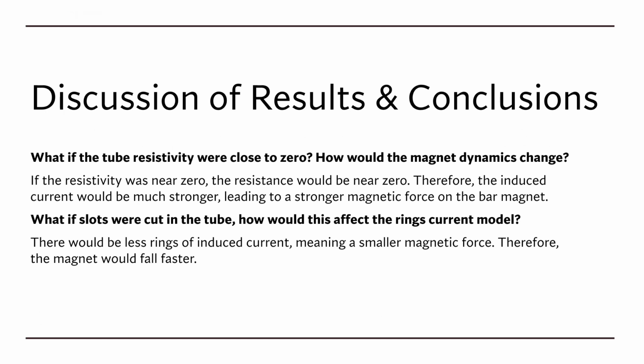What if slots were cut in the tube? How would this affect the ring's current model? There would be less rings of induced current, meaning a smaller magnetic force. Therefore, the magnet would fall faster.